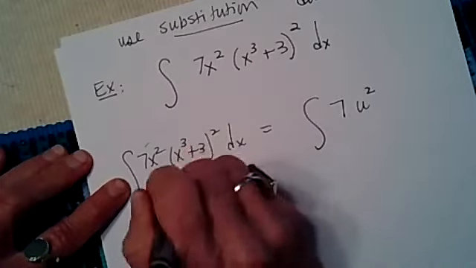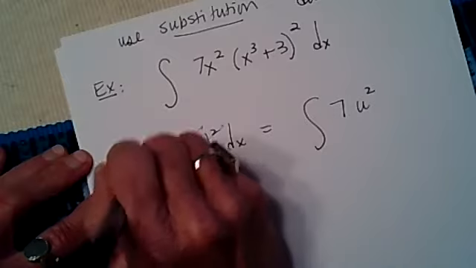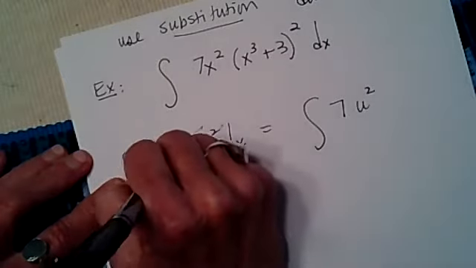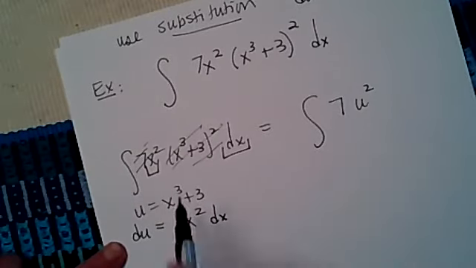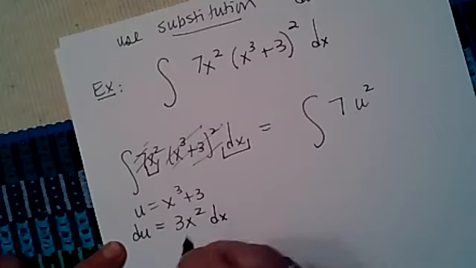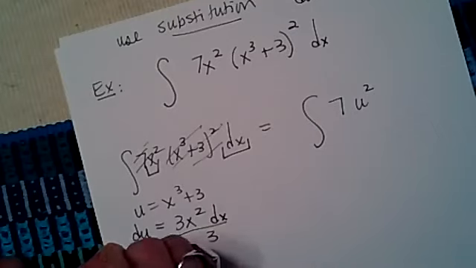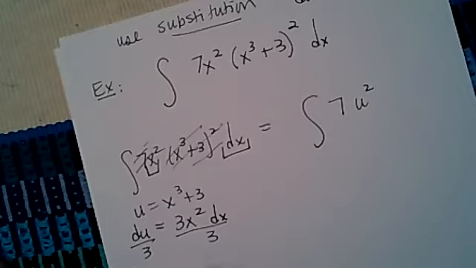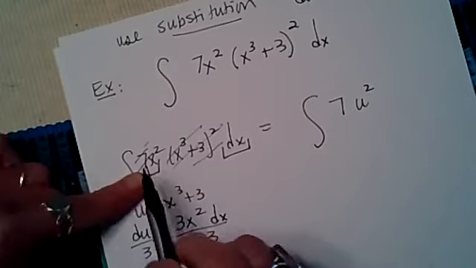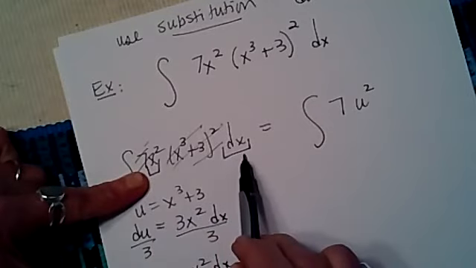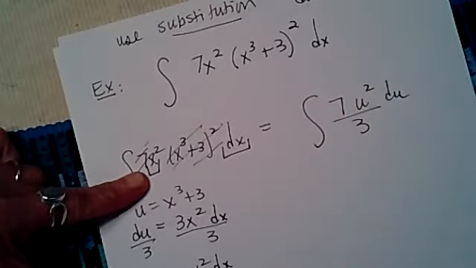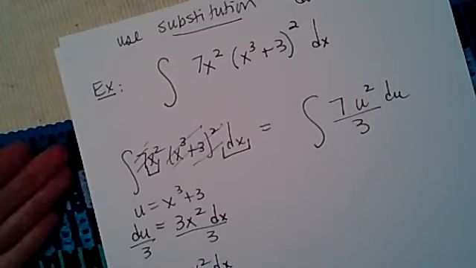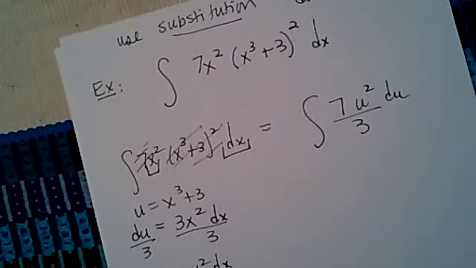So this I have rewritten in terms of u. What's left over? x squared dx. So I'm going to use the derivative to solve for x squared dx. And how do I do that? I just divide by 3. So du over 3 is x squared dx. So I make my final substitution: x squared dx is du over 3. And now my integral in terms of x is an integral in terms of u.